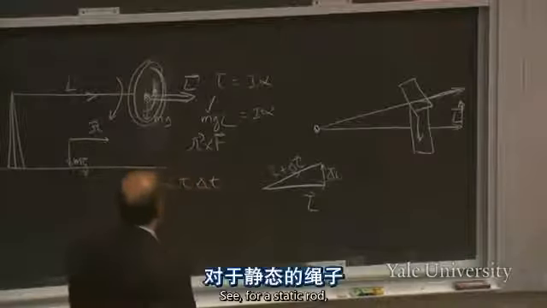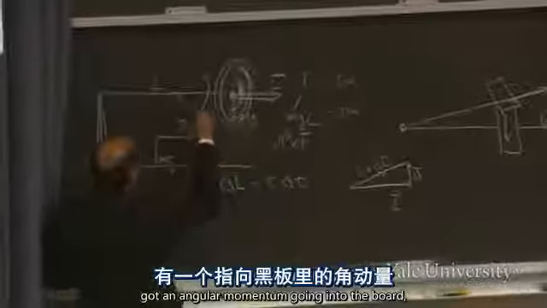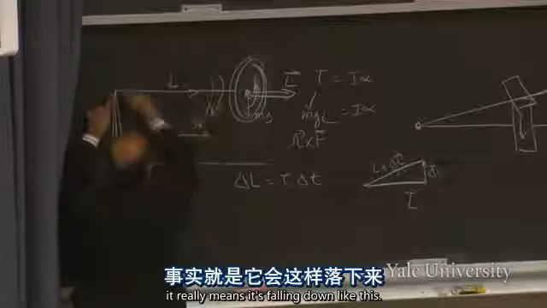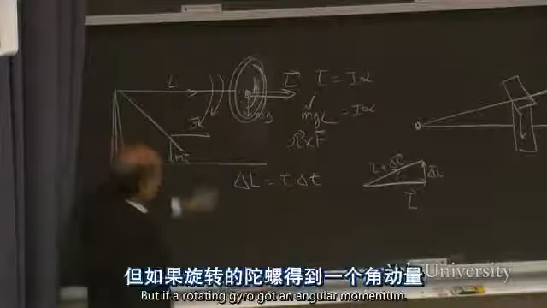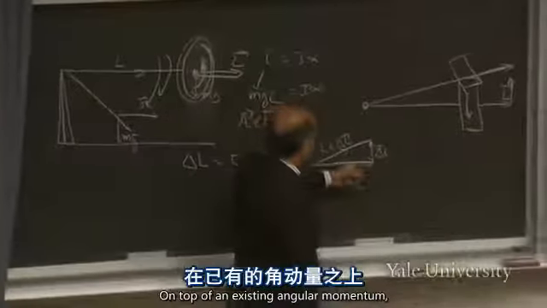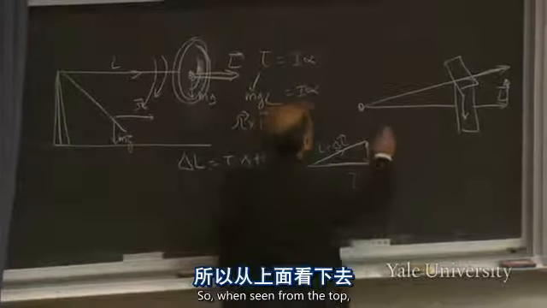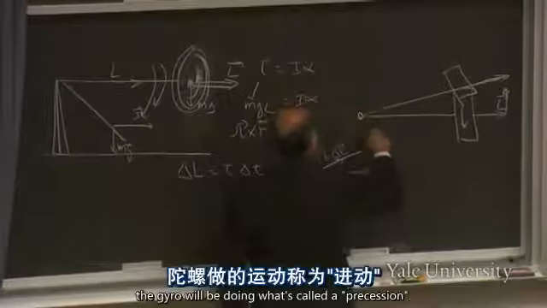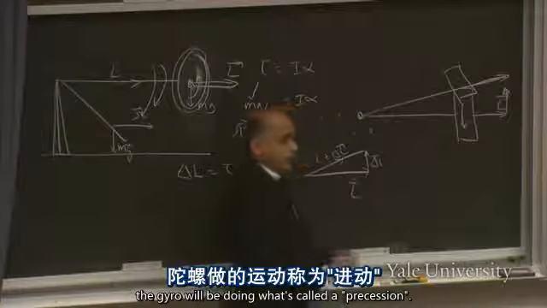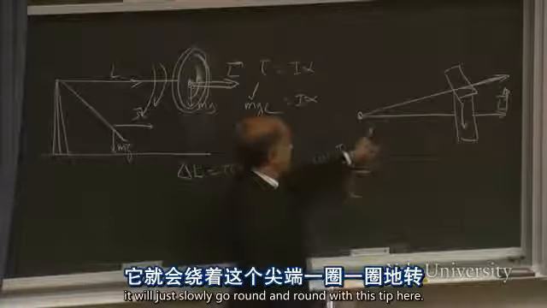It does get an angle. See, if a static rod got an angular momentum going into the board, it really means it's falling down like this. But if a rotating gyro got an angular momentum on top of an existing angular momentum, the new angular momentum is now just a rotated angular momentum. So when seen from the top, the gyro will be doing what's called a precession. If you support it, it'll just slowly go round and round with this tip here.